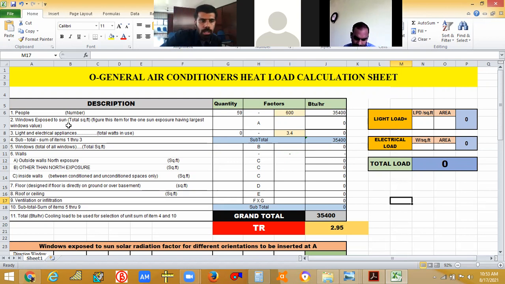Okay. So here, the second description says: windows exposed to sun, total square feet. And what you have to choose is to figure this item for the one sun exposure having the largest window value. The second one they have asked is windows which are exposed to sun, their total square feet. And the value you have to give is for the one sun exposure having the largest window value. So you can see here.